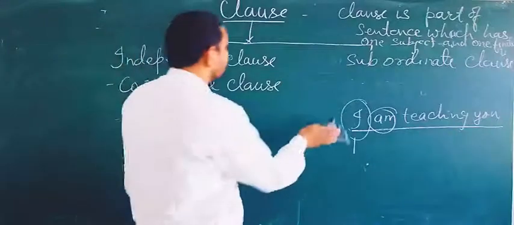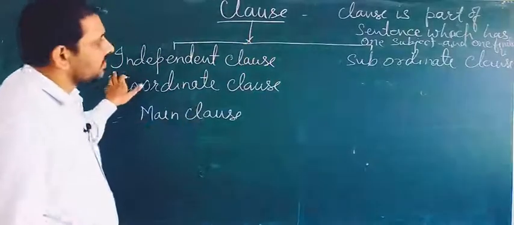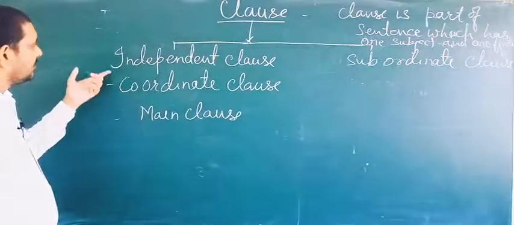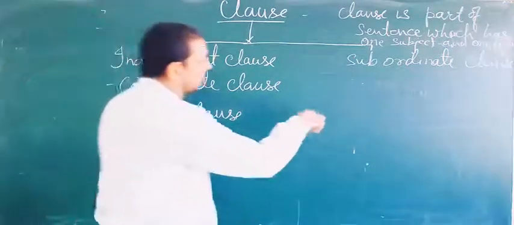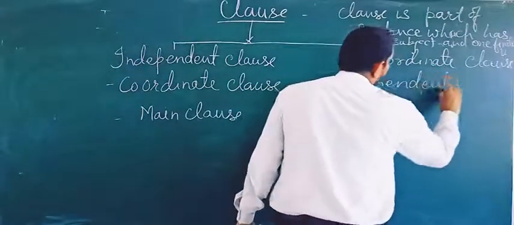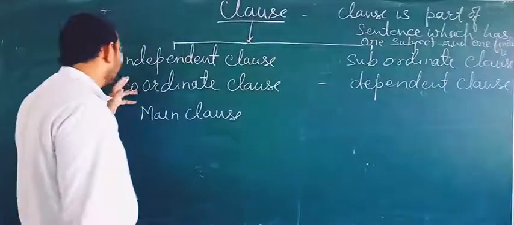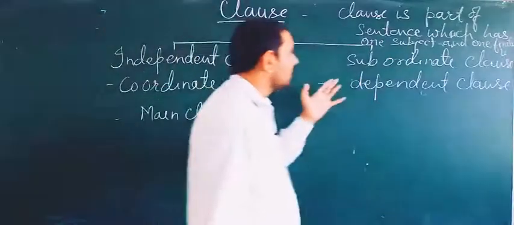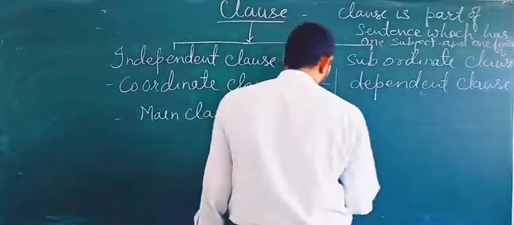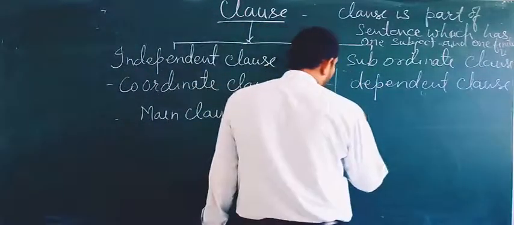So in this way we have learnt clause. There are two types of clause: independent clause, and the second is subordinate clause. The other name of subordinate clause is dependent clause. Number one, independent, coordinate or main clause. Second one is subordinate clause, dependent clause. According to our syllabus we will learn the subordinate clause only. So subordinate clauses are of three types.